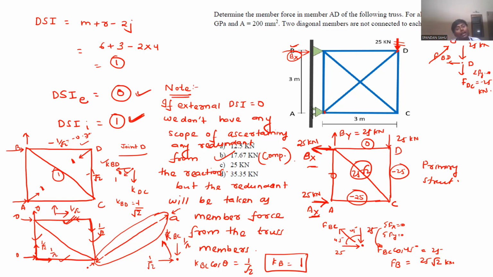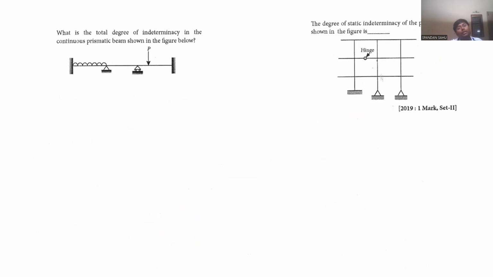Yes, sir. When external indeterminacy is 0, then how to choose the redundant? Now, you can take this down because we have one more problem to solve. You can take this and try it, because these are the questions for indeterminacy that we discussed in the previous class. And the second question is from GATE 2019. So you can take this down. Yes, sir. Let me take the screenshot.